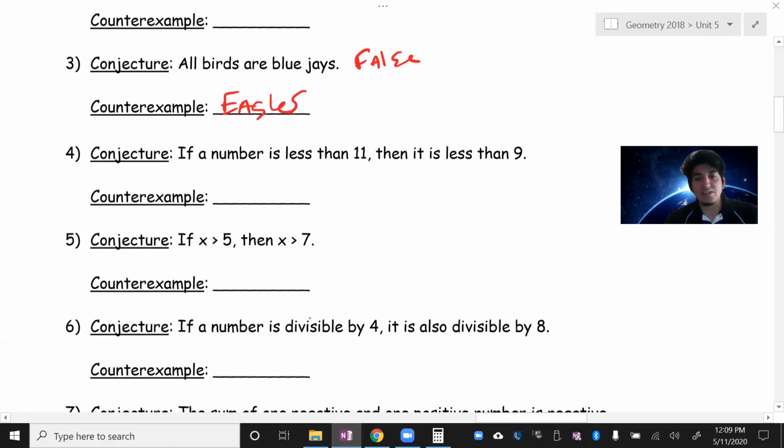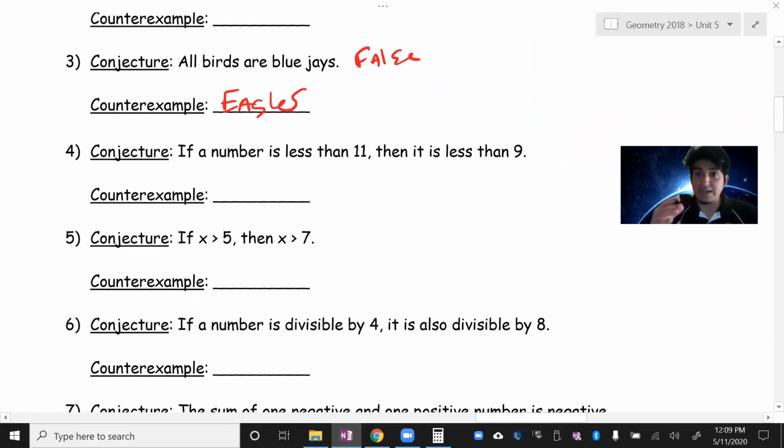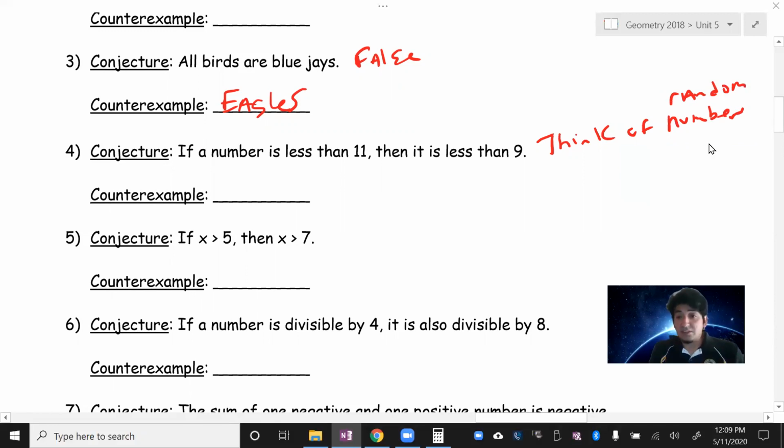Okay, so as you know with the numbers, what's best to go ahead and use is maybe come up with a number in your head. So think of numbers, or random numbers. Now from here, let's go with number 4. So if a number is less than 10, then it is less than 9. Is that true or false? So give me an example.